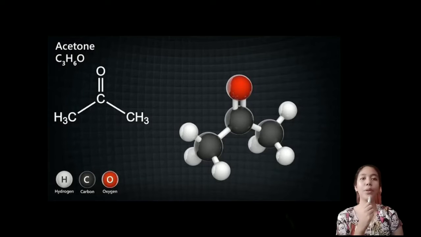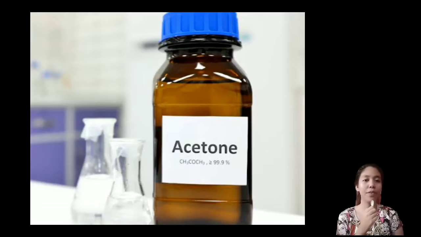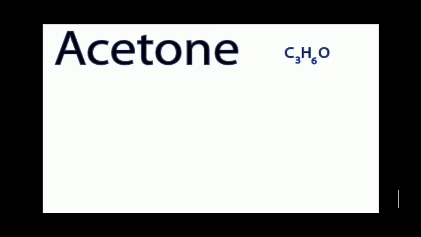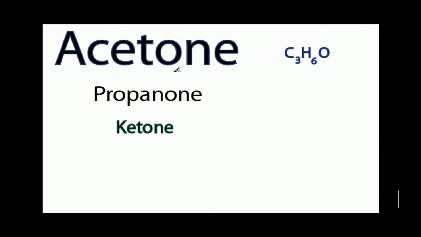Next up is the ketone. A ketone is any of the class of organic compounds characterized by the presence of a carbonyl group in which the carbon atom is covalently bonded to an oxygen atom. The simplest example of it is acetone. This is the acetone structure, also called propanone. It is what we call a ketone.